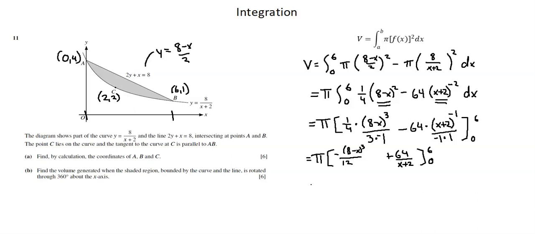And when I evaluate at 6, and then I subtract the evaluation at 0, all multiplied by pi, the value is 18 pi. This is a three-dimensional figure without unit of measure. Units cubed. This completes our requirements, and this completes the lesson on integration, volumes of revolution.